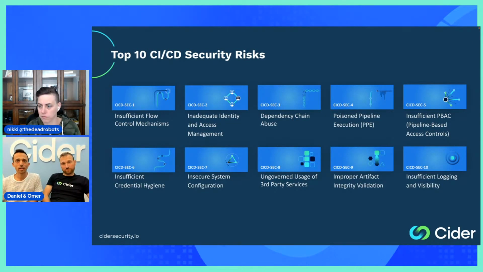After all of these teasers and all of our discussions by now, here are the top 10 CI/CD security risks. Each one has its own ID, from the first one, insufficient flow control mechanisms, to insufficient logging and visibility. And they are sorted by the combination of their impact and probability.